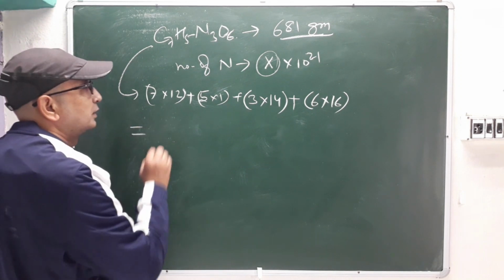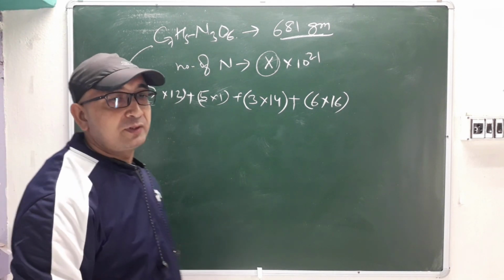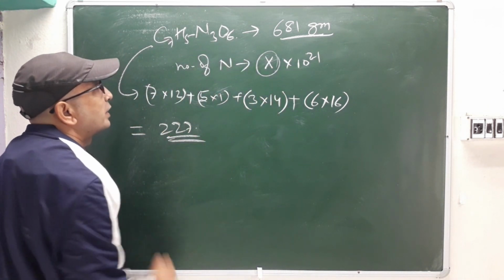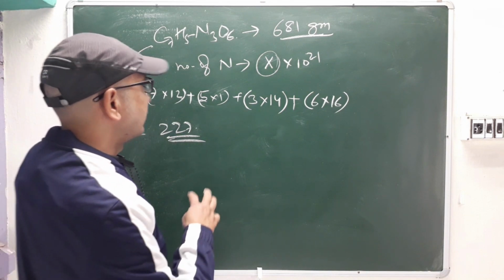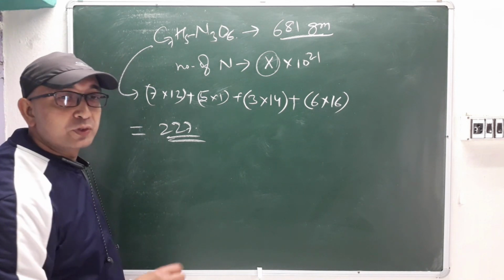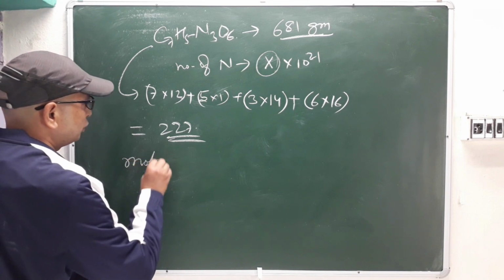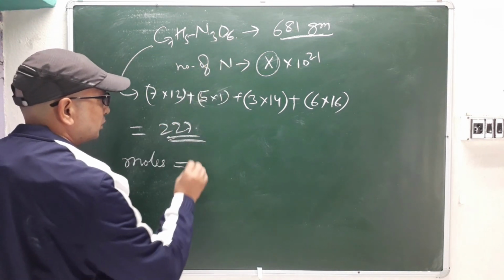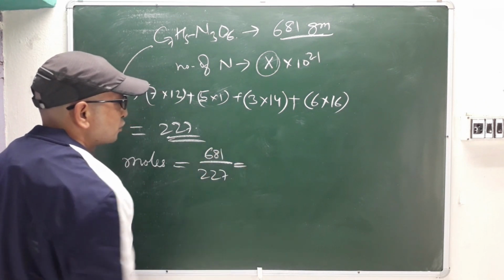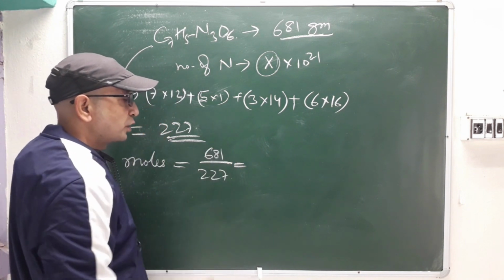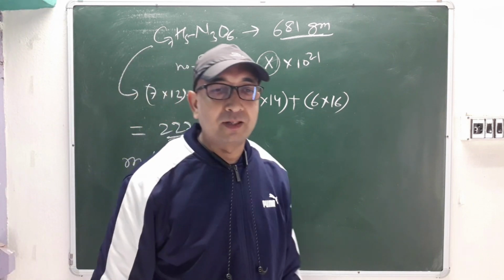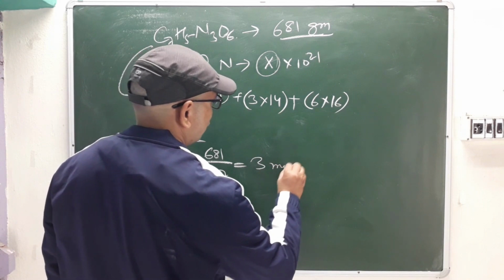So how much is it coming? I know 227 it will come. Just calculate it. If the number is different, then we can discuss it once again. So it is 227. Now what we have to do? Just find out the moles, the number of moles of this compound. The given weight is 681 divided by the molecular weight of this compound, 227. So how much is it coming? Just divide it, you'll get 3 point something, because 3 times it is going, so it will be 3 moles.